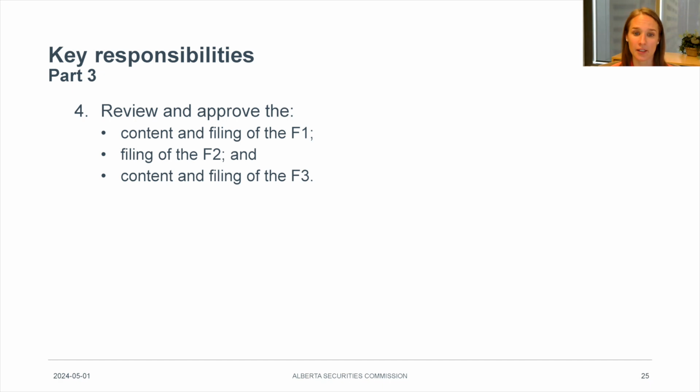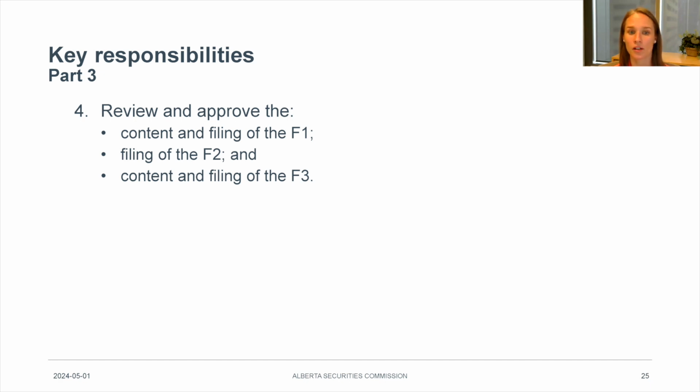So after this meeting, the board is then responsible for reviewing and approving the content in the filing of the F1. Like I mentioned, that'll contain the reserves data, contingent resources data, and prospective resources data that was just reviewed with management and the IQREs or QRE's.